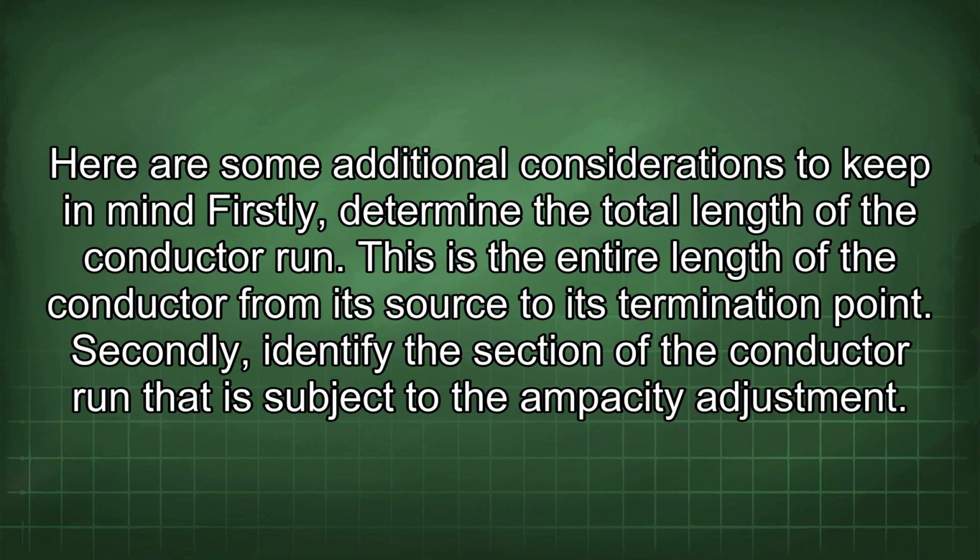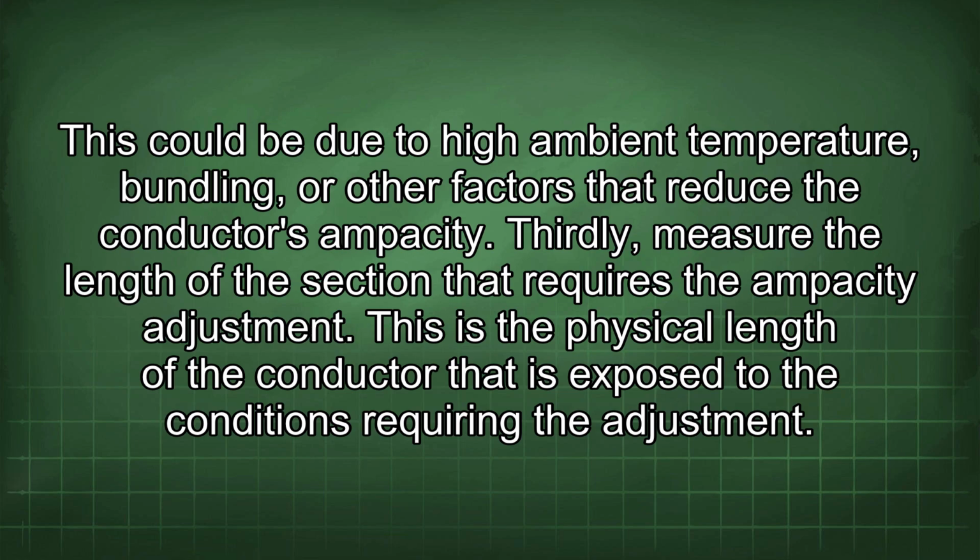Here are some additional considerations to keep in mind. Firstly, determine the total length of the conductor run. This is the entire length of the conductor from its source to its termination point. Secondly, identify the section of the conductor run that is subject to the ampacity adjustment. This could be due to higher ambient temperature, bundling, or other factors that reduce the conductor's ampacity. Thirdly, measure the length of the section that requires the ampacity adjustment. This is the physical length of the conductor that is exposed to the conditions requiring the adjustment.